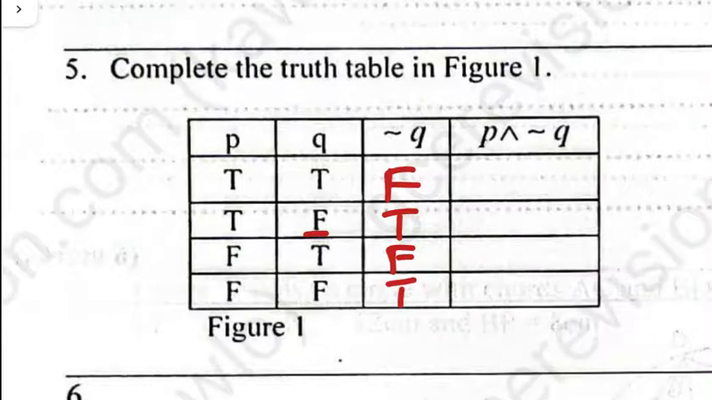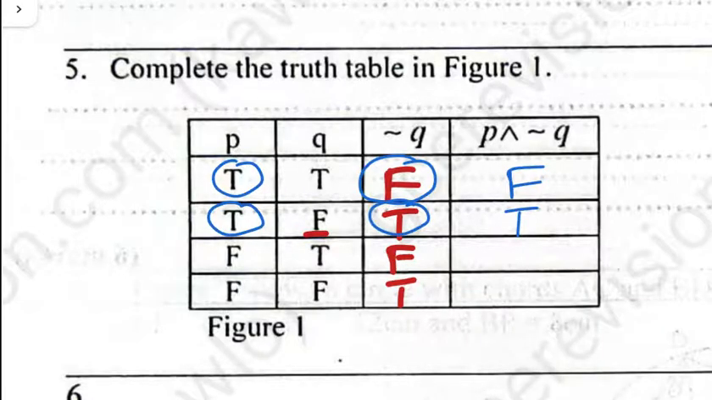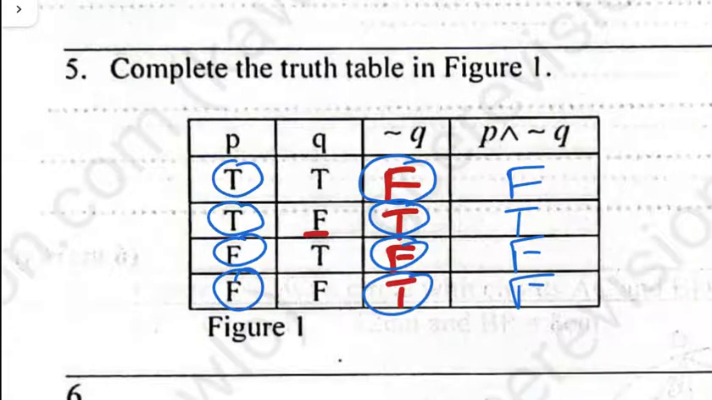So we have this is P, this is negation of Q. And the and statement is only true when both are true, right? So this first one is going to be false. Now for the second, this is true and this is true, so the second is going to be true. The third, both are false, so it's false. The fourth, only one is true, so it's false. So this is the result of this truth table for P and negation of Q.